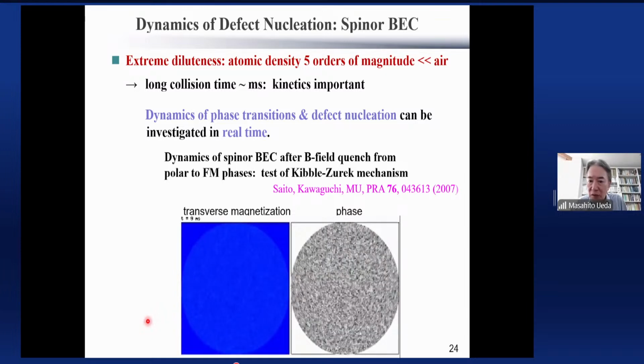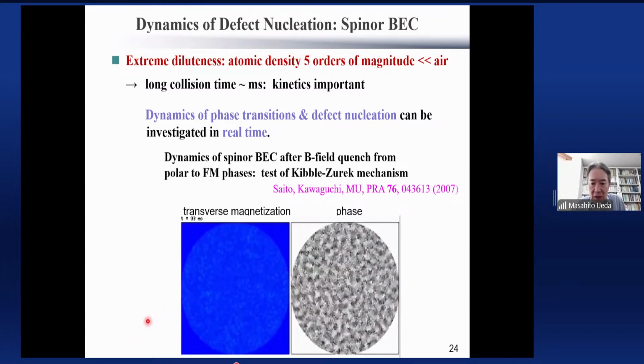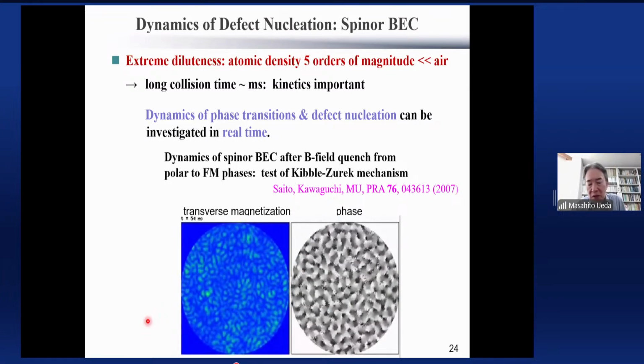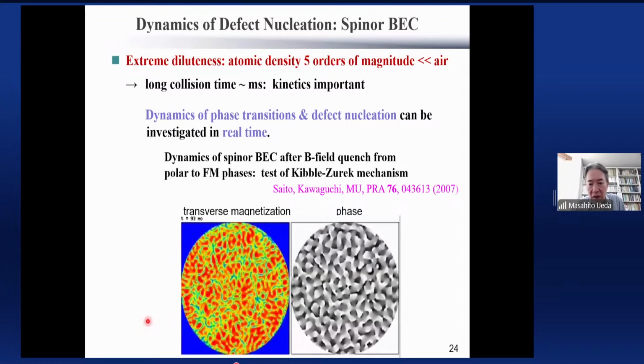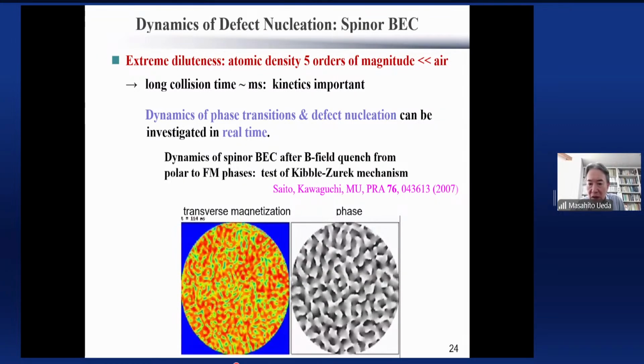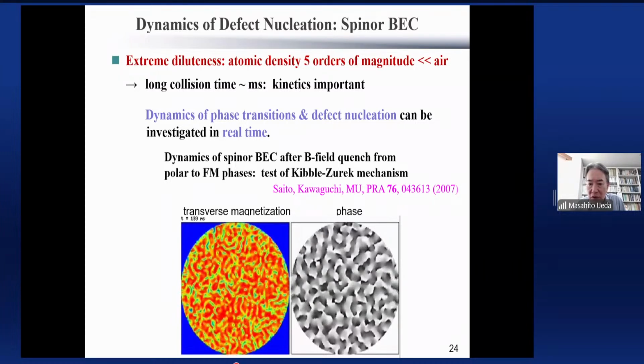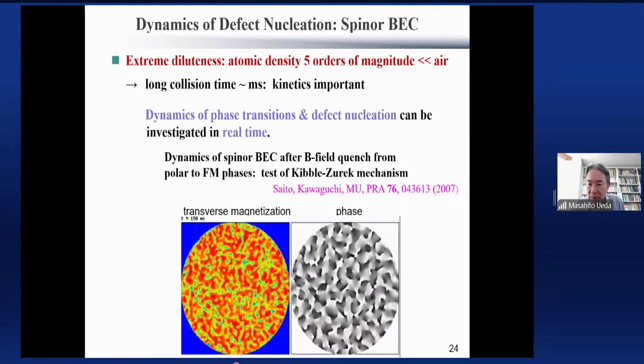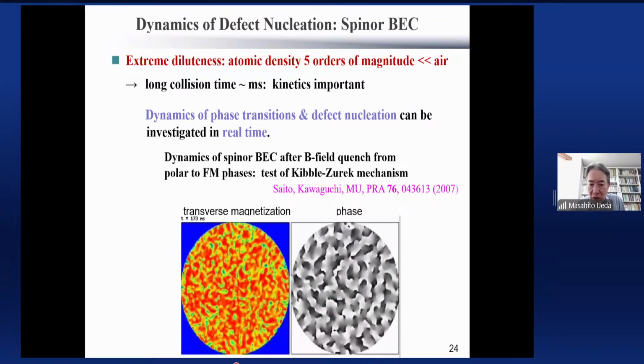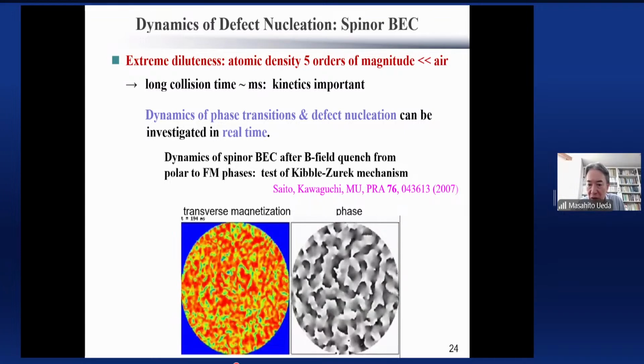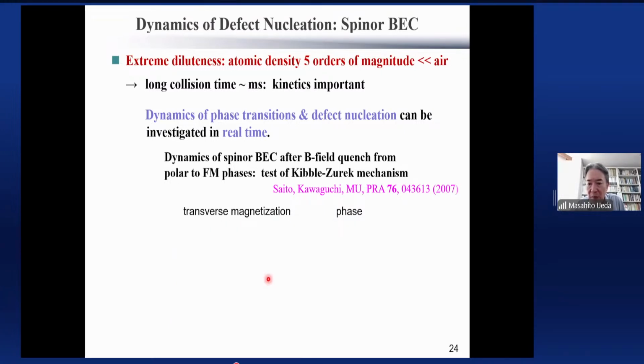And this panel shows the dynamics of spinor BEC after a magnetic field quench from a finite to a zero magnetic field. The right panel shows the phase and the left panel shows transverse magnetization. Here, blue dots here and there show spontaneously created spin vortices. The system thus offers an ideal playground to test the Kibble-Zurek mechanism.